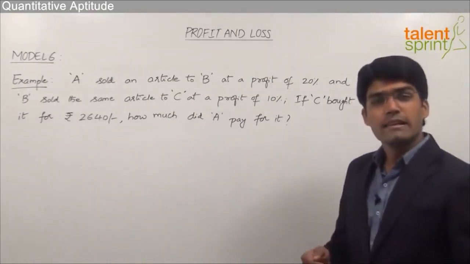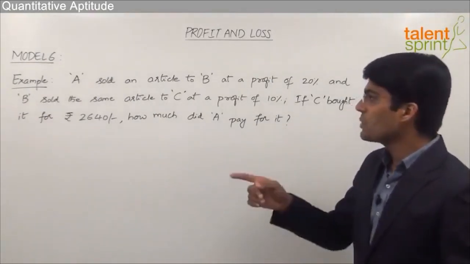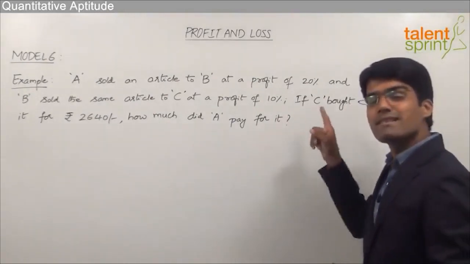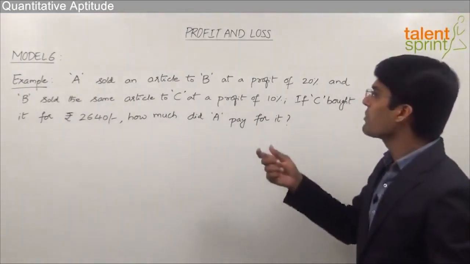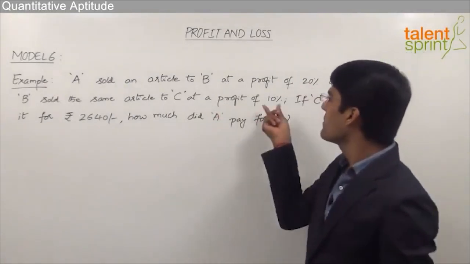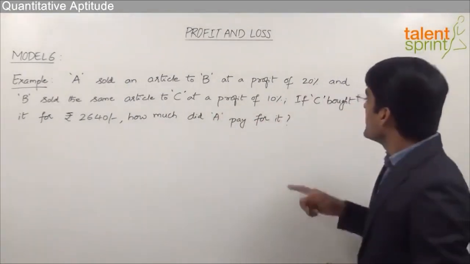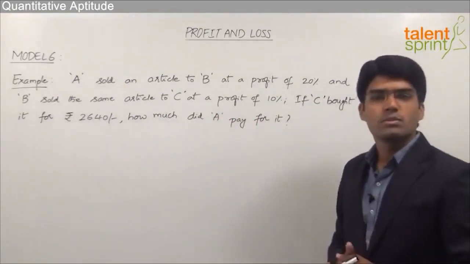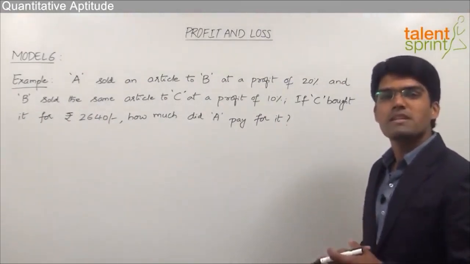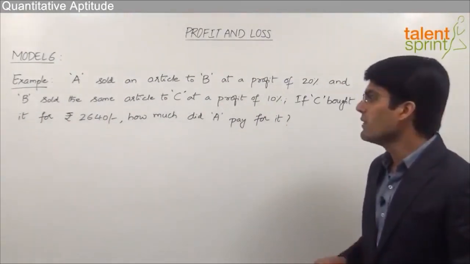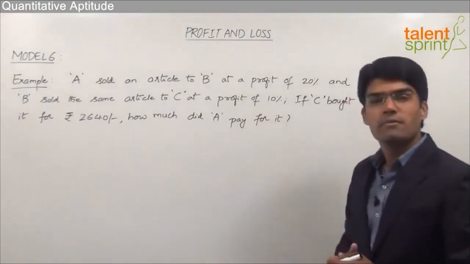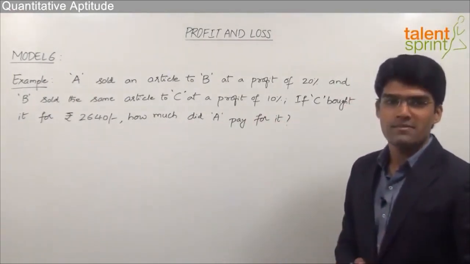So as you can see here, this is like a chain transaction. A sold an article to B and then B sells the same article to C. A made a profit of 20% and B has made a profit of 10%. C bought it for rupees 2,640. That means the cost price for C is 2,640. We need to find out how much did A pay for it, or nothing but the cost price for A.